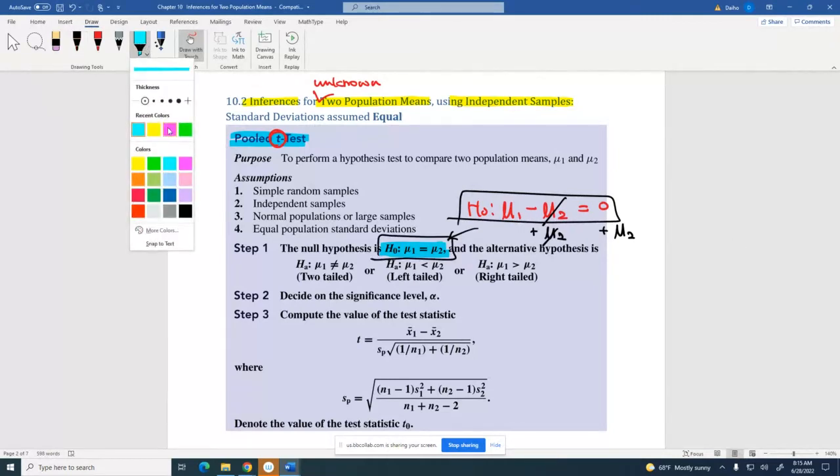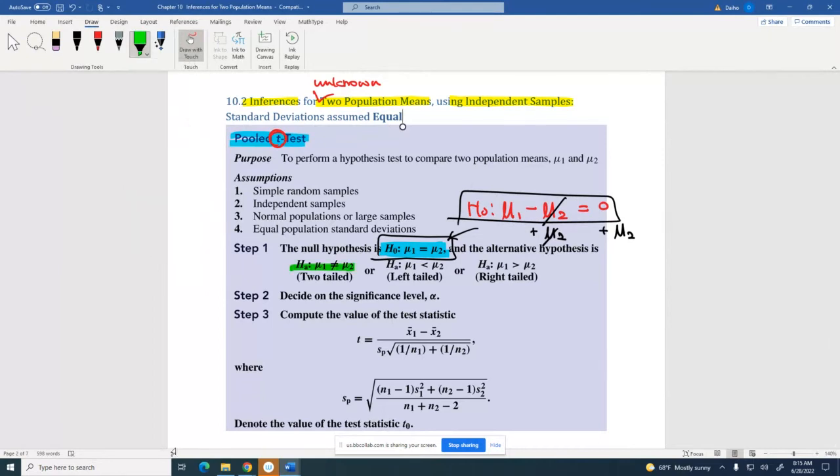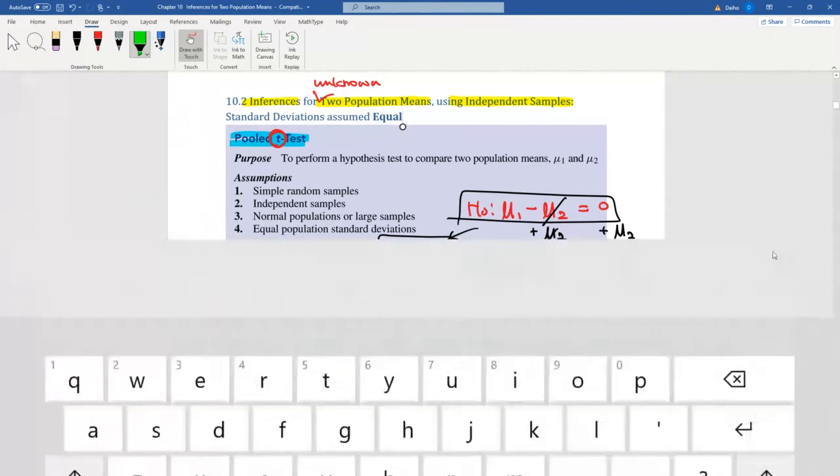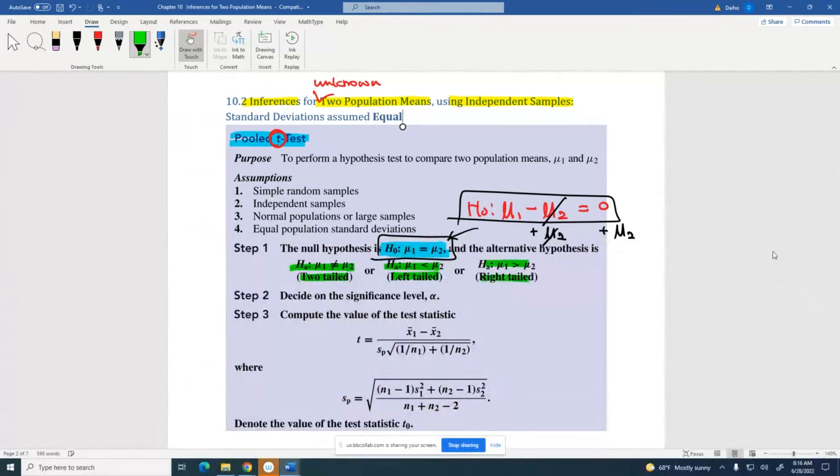And what will be the alternative hypothesis? Not equal to is two-tail, less than is left-tail, greater than is right-tail again. It's almost the same. What's the difference? Now in chapter 10, we have two population means. That is only the difference. Still, in the null hypothesis, there is an equal sign. In the alternative hypothesis, not equal to, less than, greater than. Three kinds of inequalities.